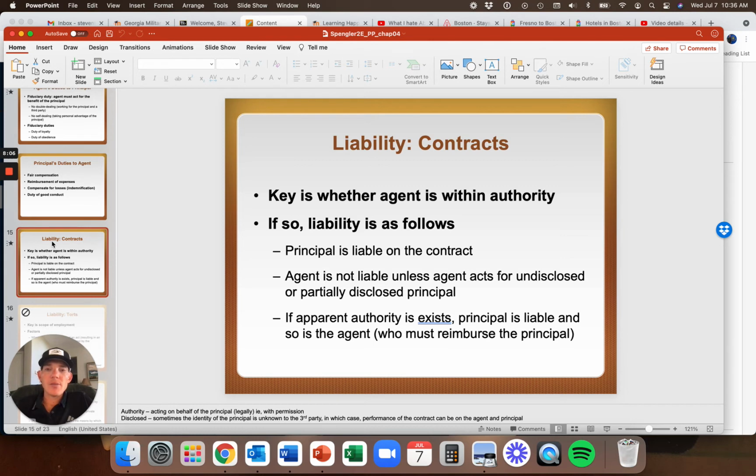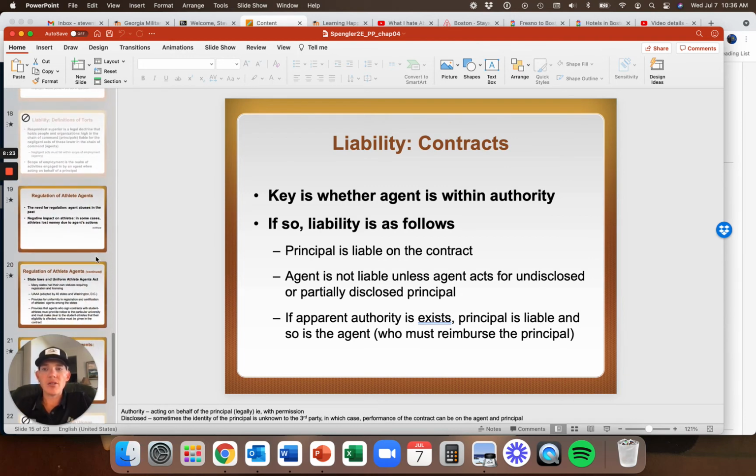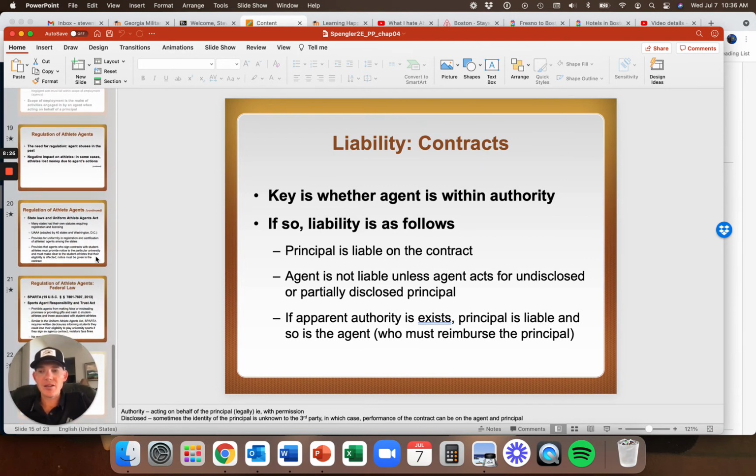Now, understanding liability, it says liability is as follows: the principal is liable to the contract, and the agent is not liable unless the agent acts for an undisclosed or partially disclosed principal. If apparent authority exists, the principal is liable, and so is the agent, who must reimburse the principal. So basically, these contracts are set up to protect us, the agent, unless we do something to basically negligently break our contracts.